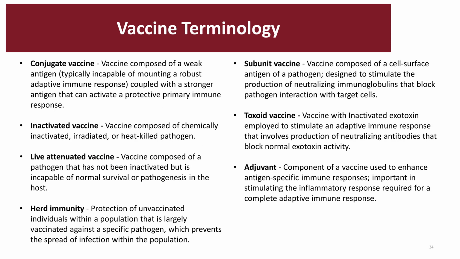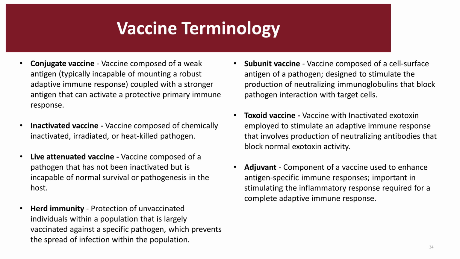Here are some key terminologies in this module. The conjugate vaccine is a vaccine composed of a weak antigen coupled with a stronger antigen that can activate a protective primary immune response. Inactivated vaccine is a vaccine composed of chemically inactivated, irradiated, or heat-killed pathogens. Live attenuated vaccines are those composed of pathogens that have not been inactivated but are incapable of normal survival in the host. Herd immunity is roughly about 83 to 94% vaccination level, which will then prevent the spread of infection within a population.